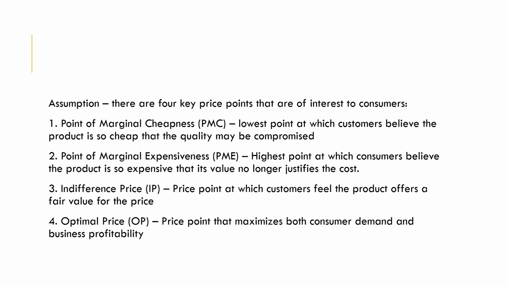Maybe the quality is not so good. Okay, our second one is point of marginal expensiveness, PME, which is the highest point at which consumers believe the product is so expensive that its value no longer justifies the cost. So it's super expensive, unnecessary, it's not worth the price. Third type, indifferent price, or IP, the price point at which consumers feel that the product offers a fair value for the price. And optimal price, or OP, where the price point maximizes both consumer demand, people are also happy, and the business is profitable.